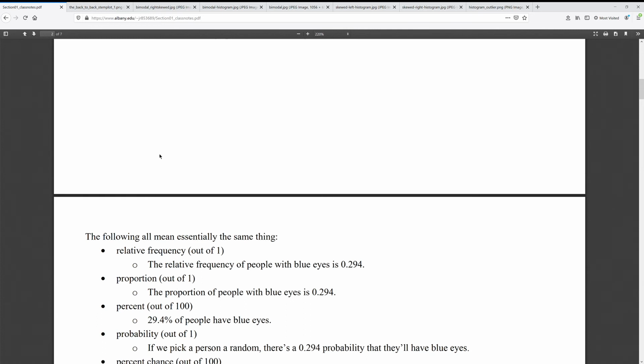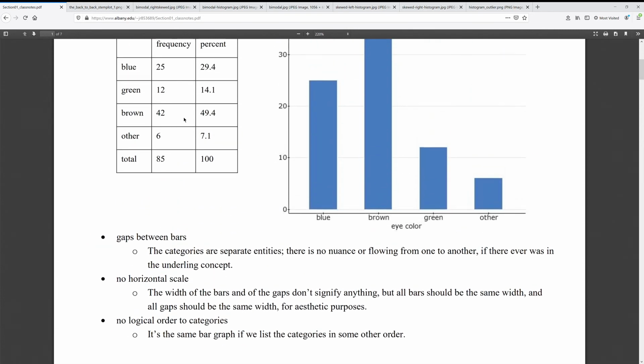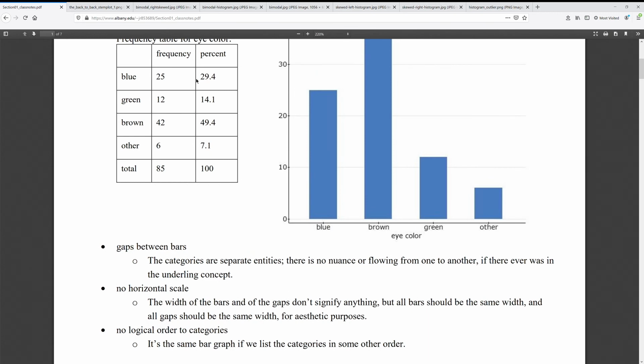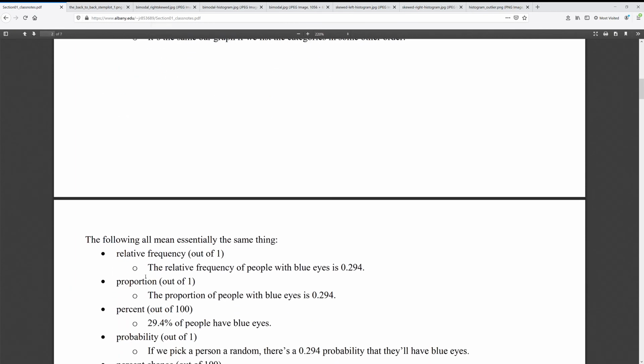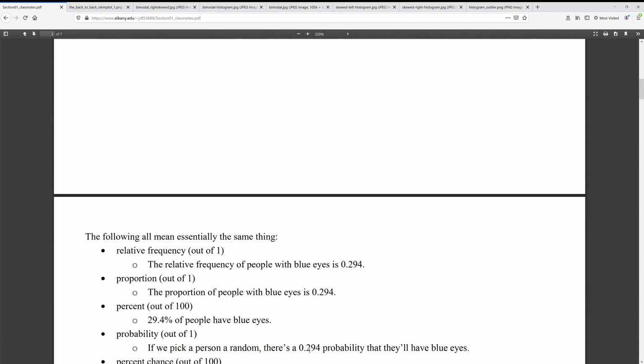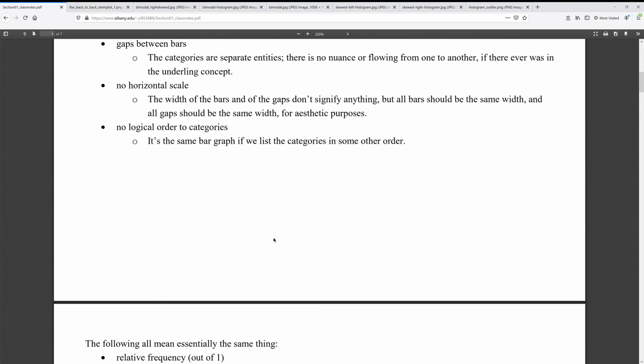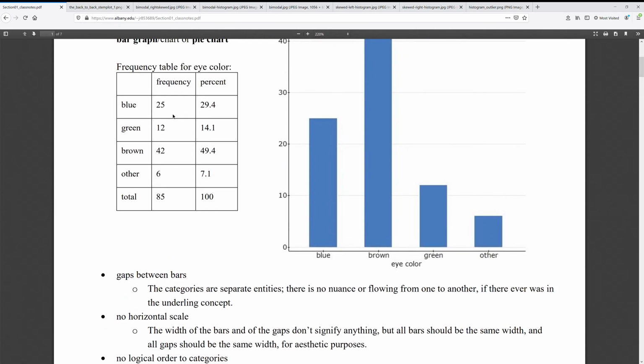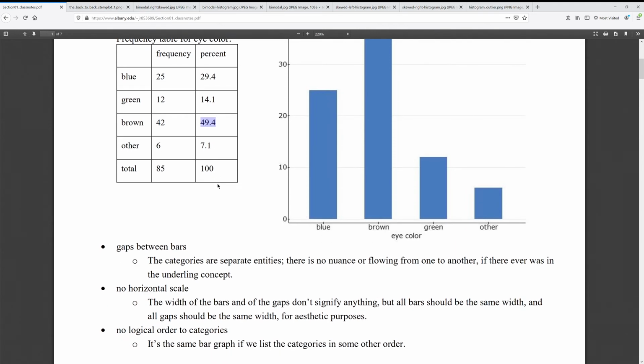So for instance, if you mix these people up and pick one, then you've got a 0.29, it's out of 1, like the first two. So numerically, it's exactly the same as relative frequency and proportion, 0.294 for blue eyes. So if you mix these people up and pick one, then there's a 0.294 probability they'll have blue eyes. If you mix these people up and pick one, there's a 0.494, almost a half, probability that they'll have brown eyes, and so forth and so on and so on.